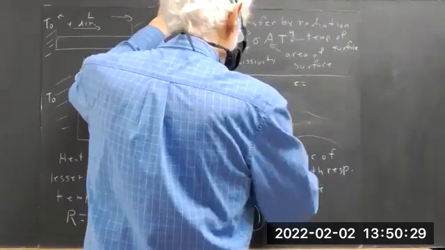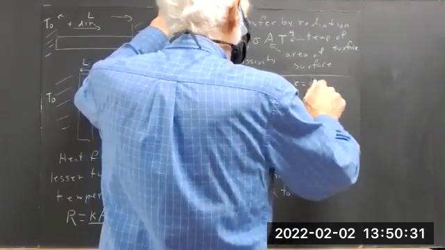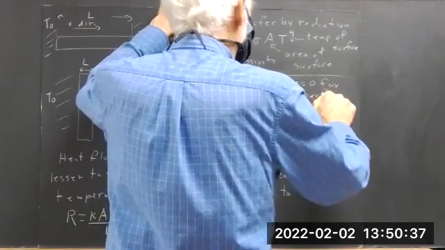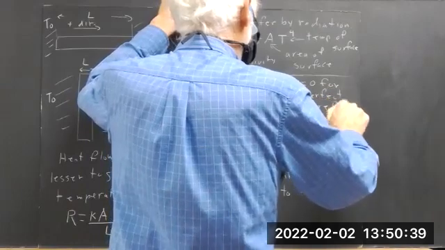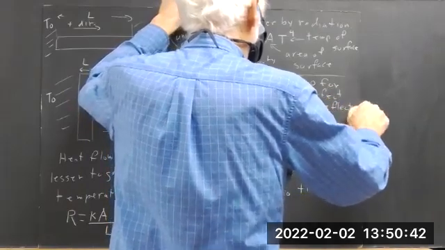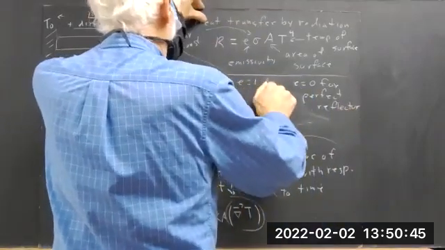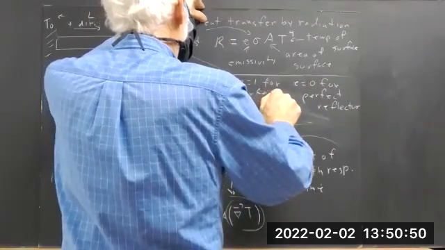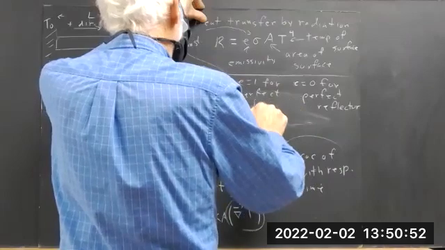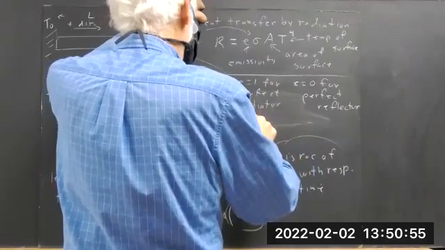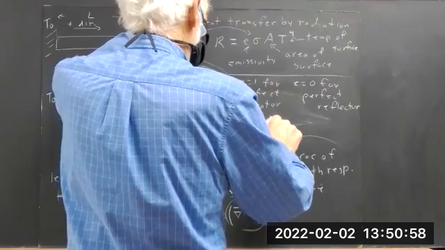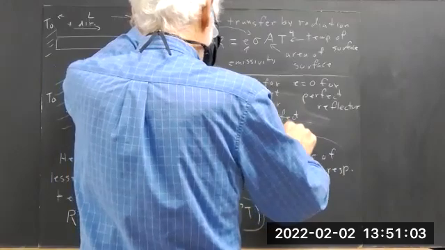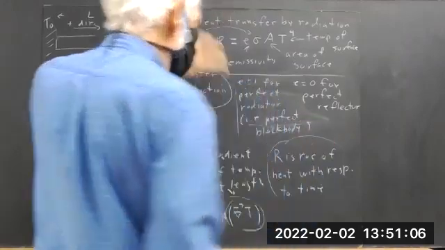So I'm going to kind of erase this. Use 0 for a perfect reflector, and E equals 1 also equals a perfect radiator, what we refer to as a perfect black body.